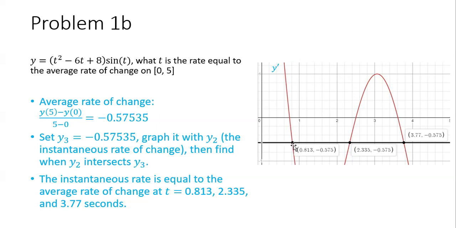So we see that on the interval 0 to 5, the mean value theorem, remember, says at least one point. So there are actually 3 points over here in which the instantaneous rate of change is the average rate of change. Okay, so those are the 3 points.